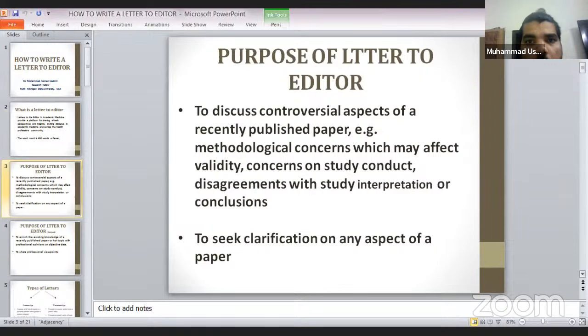If we talk about the purpose of a letter to editor, it basically provides an opportunity to discuss aspects of a recently published paper. For example, if you have methodological concerns which may affect the validity, or concerns on the study conduct, or any disagreement with the study interpretation or conclusion, or if you want to seek clarification on any aspect of the research paper, then you can write a letter to editor and address this issue.